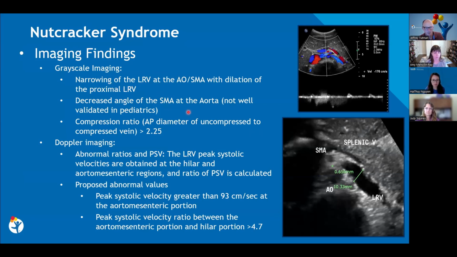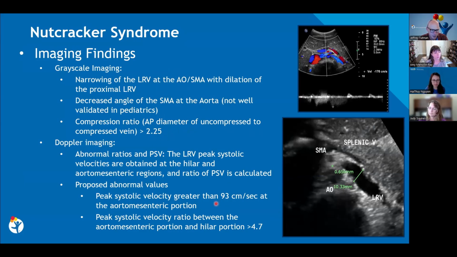This decreased angle of the SMA and aorta has not really been well validated in the pediatric population. We've talked about this with other things like SMA syndrome. The SMA angle and the overall aortomesenteric distance tend to be lower in a lot of our pediatric patients. Some adult literature also talks about the compression ratio, the diameter of the compressed to uncompressed vein. But again, not really a whole lot of literature in pediatric patients about that.